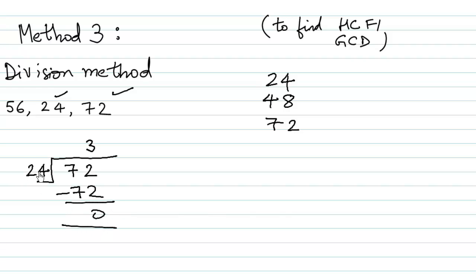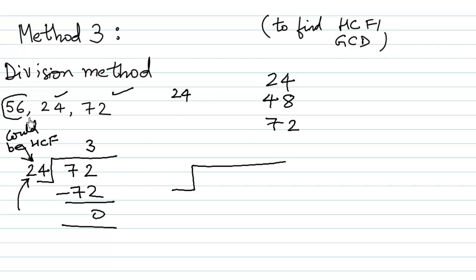And since we get a perfectly divisible answer, 24 could probably be the HCF. But we need to test this. So now what we are going to do, we're going to take 24, which is from here, and we are going to take 56, which is the third number. So we are going to write 24 over here, and we are going to write 56. So this could be the HCF, but we know it is not going to be, and we are going to write the bigger number in the dividend column. And again, we'll try to divide 24 and 56, whatever the remainder is.